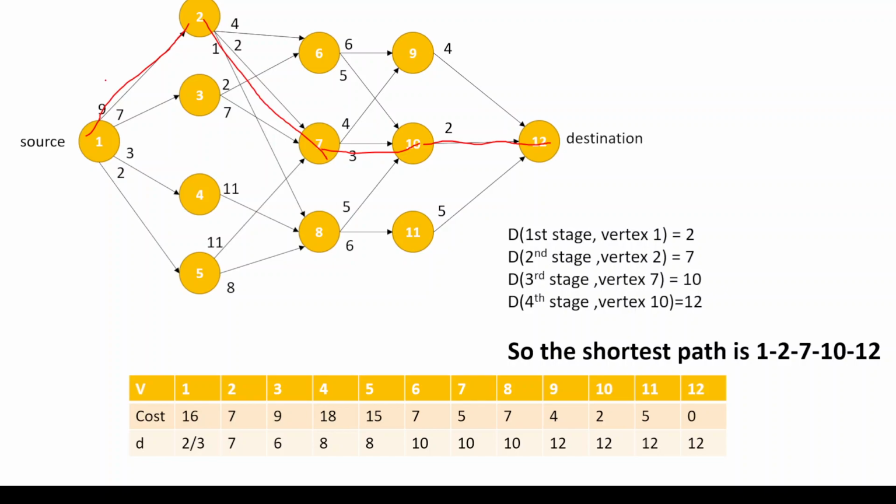You can calculate the cost also: 9 plus 2 plus 3 plus 2. 9 plus 2 is 11, 11 plus 3 is 14, 14 plus 2 is 16, which is the shortest cost. That's all with the multi-stage graph.